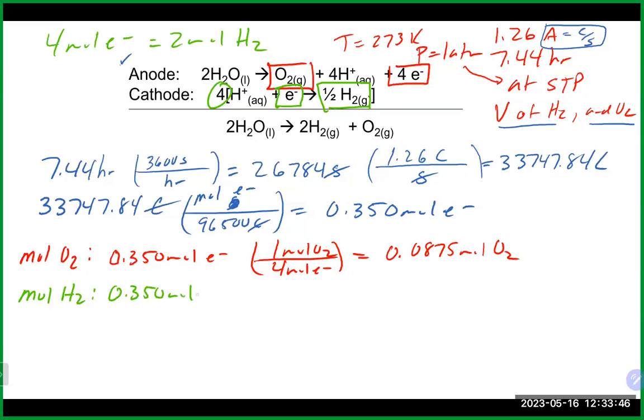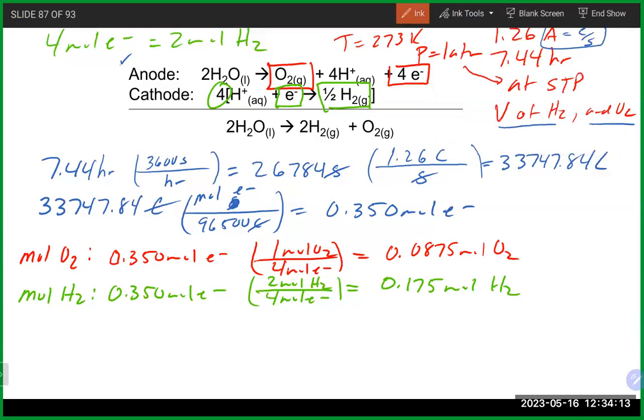0.35 moles of electrons. I'm just going to use the 4-to-2 relationship there. So 4 moles of electrons, 2 moles of H2. And that's basically the same as a 1-to-1/2 relationship there. We got 0.350 times 2 divided by 4, going to give us 0.175 moles of hydrogen. Any questions up to there?